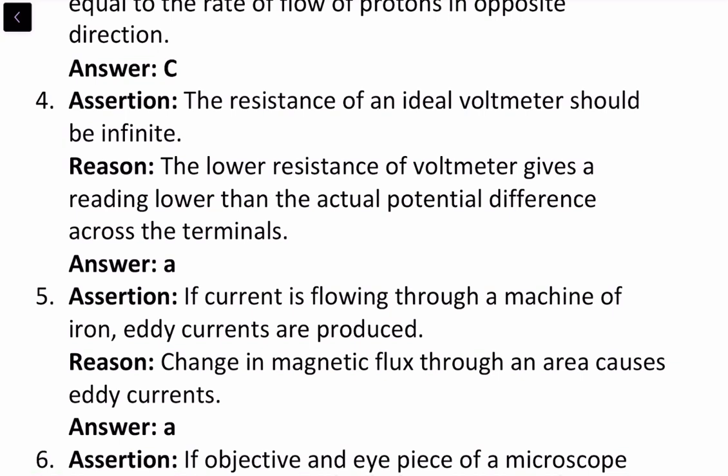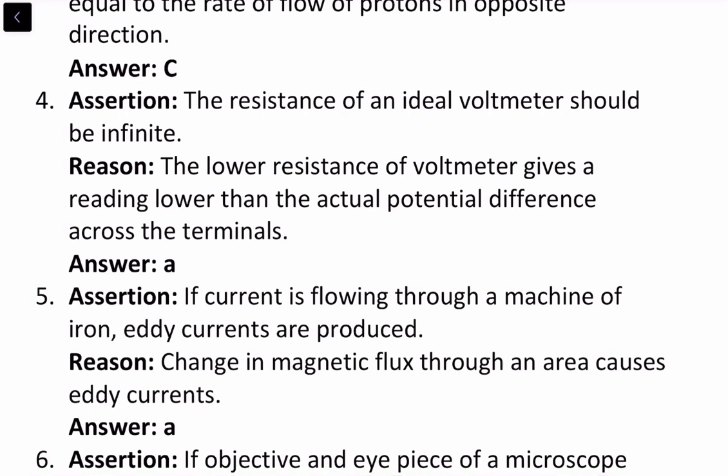But if the voltmeter has lower resistance, then what happens? Current flows through the voltmeter, then the PD across the original one, across which we want to note the reading, will be lower than the actual reading. So this is also true. That's why we should keep the voltmeter's resistance as high as possible. Ideally it is infinite. Therefore both the assertion and reason are true, and the reason is the correct explanation of the assertion. Therefore the answer is A.